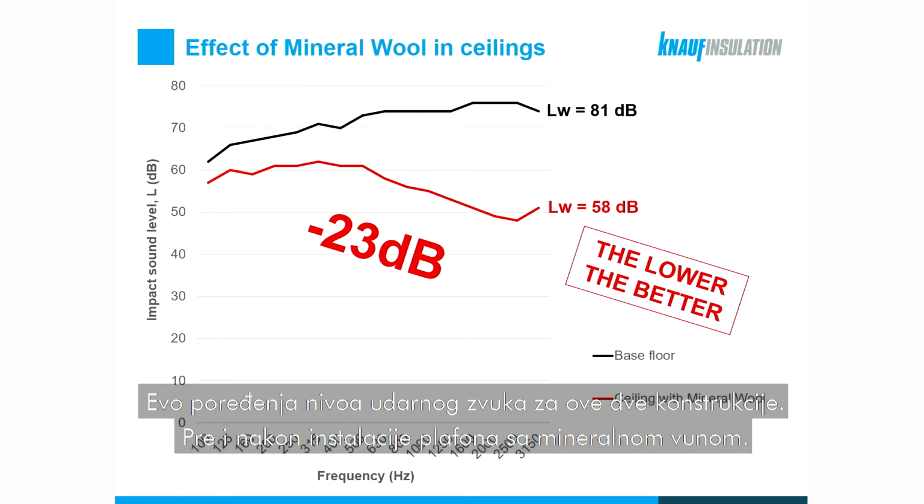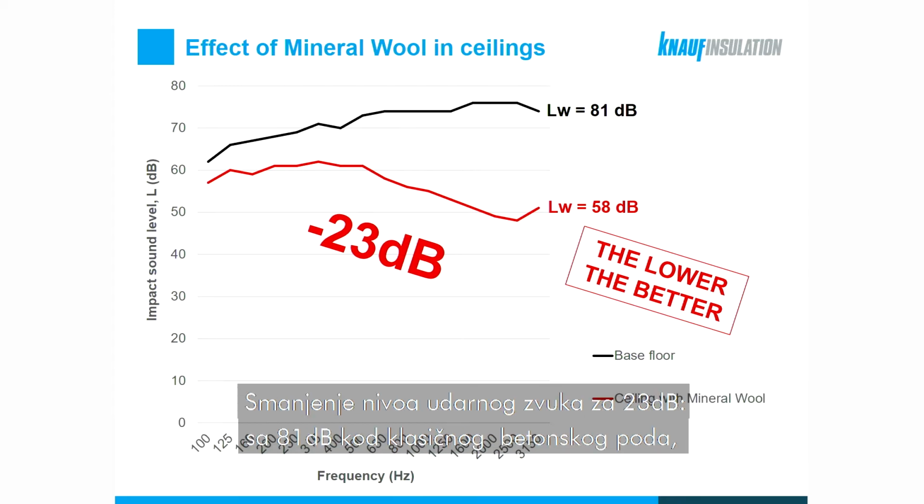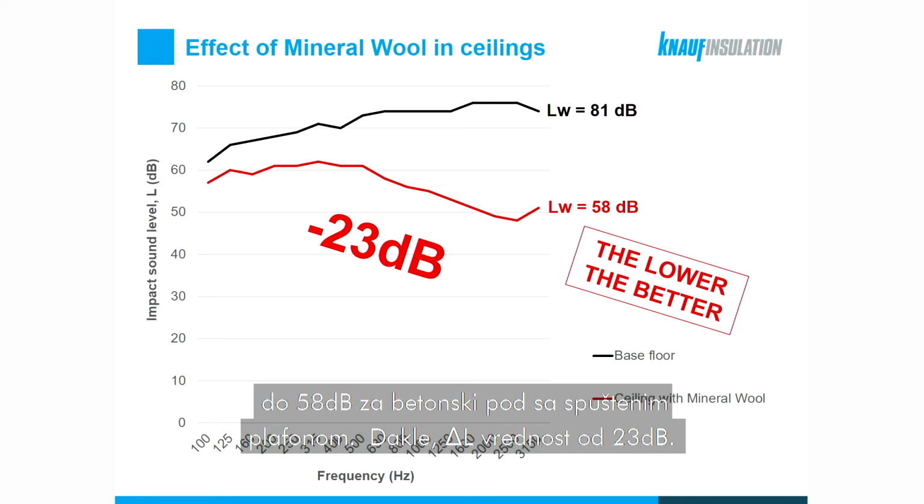And here is the comparison of impact sound level for these two constructions, before and after the installation of the ceiling with the mineral wool. So there is a 23 decibel reduction in impact sound, from 81 decibels for a basic concrete floor down to 58 decibels for a concrete floor with the suspended ceiling. So a delta L value of 23 decibels.